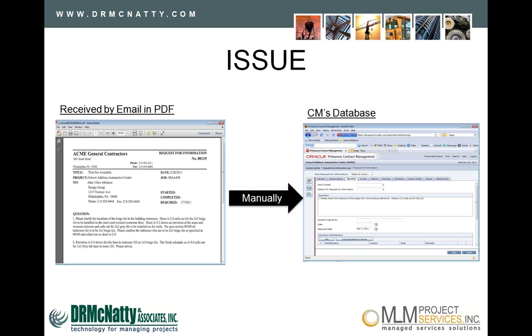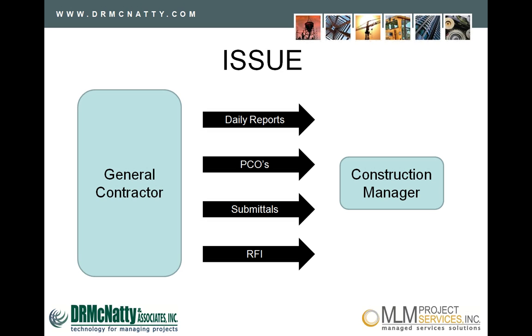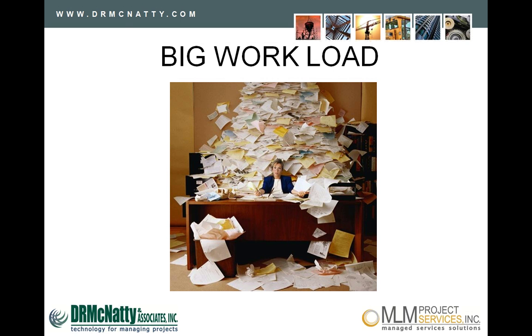The issue some of our clients were having is they were receiving a lot of construction documents via email attachments. So they would receive an RFI, for example, through an email attachment in a PDF form. They'd have to take this PDF and manually enter it into their Primavera contract management system. And through the course of the project, they were getting more and more documents, whether from a general contractor or a subcontractor. They would get the daily reports, the PCOs, the submittals, the RFIs, all in email attachments. Not only was it really hard to keep track of these email attachments, but it was a lot of work to take the time and manually enter these into the system.